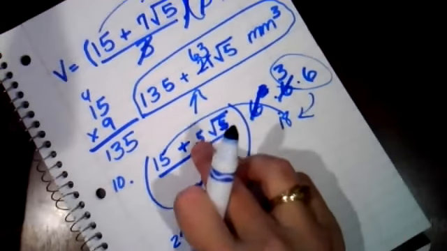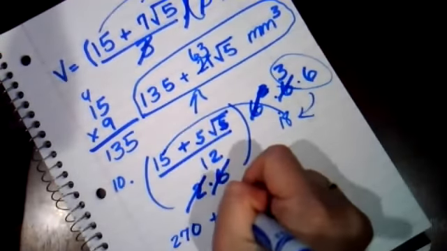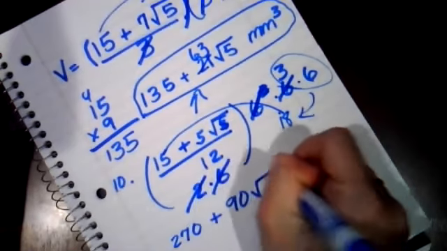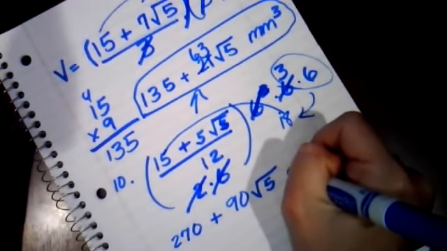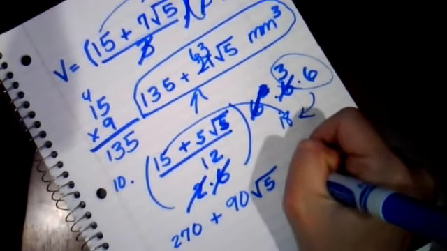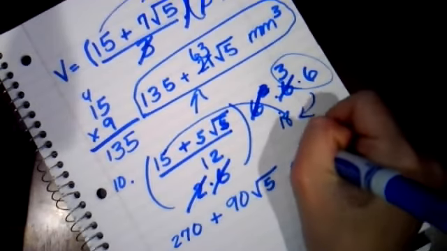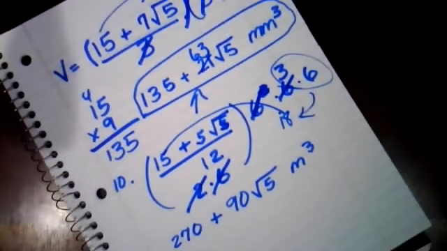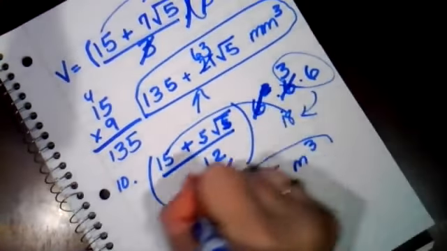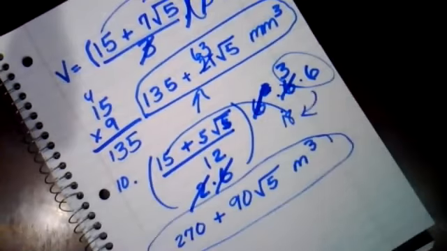And then 18 times 5 is going to give you 90. And don't forget the square root of 5. And don't forget your unit. So we're going to use our unit here. Okay. And this would be your final answer.